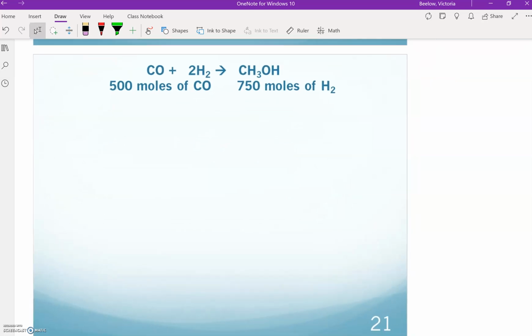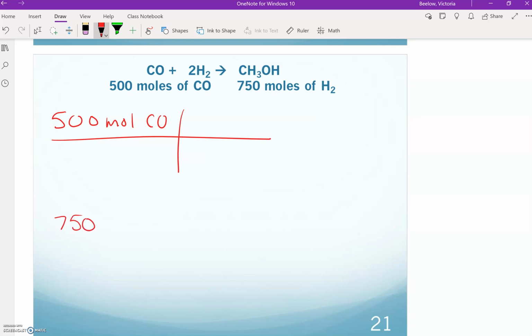Okay, so here is our balanced equation, and then we have our two reactants. So I'm going to do a separate picket fence for each one. So we have 500 moles of carbon monoxide, CO. And then our other picket fence, we have 750 moles of H2, or hydrogen gas. So this is a pretty easy picket fence just because we're starting with moles to begin with. If you were starting with grams, you would have to convert grams into moles first by finding the molar mass. But we're starting with moles, so we can actually go right into using the mole-to-mole ratio from the balanced equation.